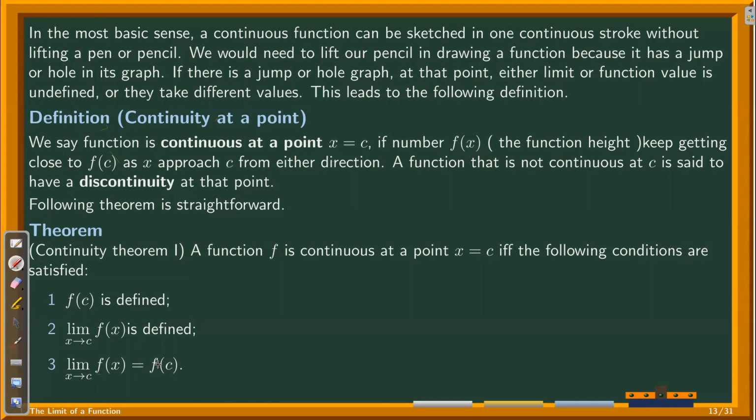So if that is equal to the two-sided limit, then it is continuous. Is that clear now? The function value f(c) means the function value at 3. Is it clear now?